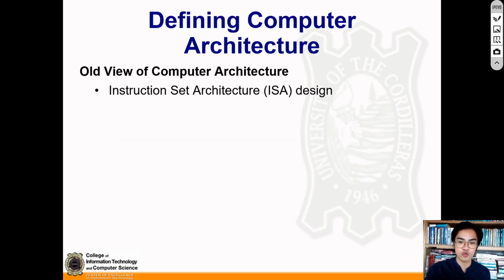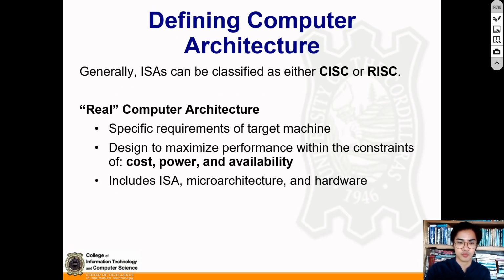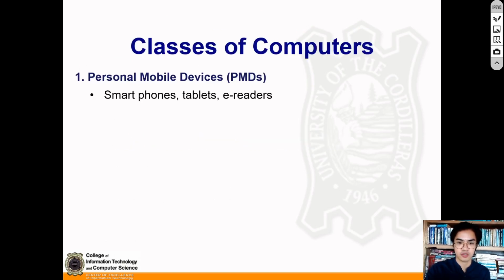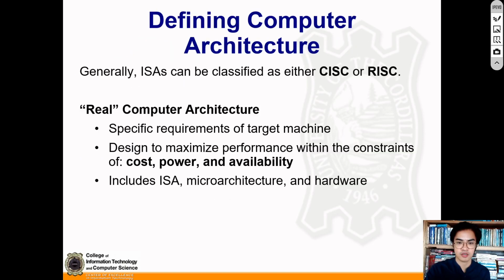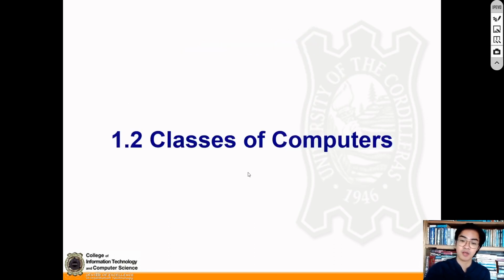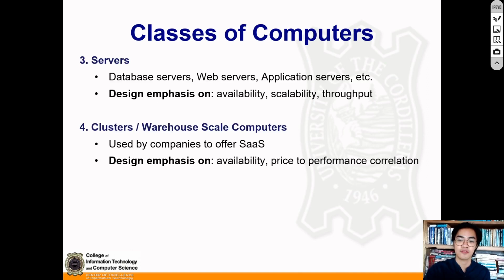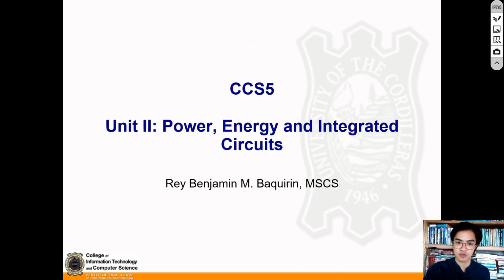So as you can see, all of these different classes of computers are now more relatable to the new view of computer architecture, which is this one. Aside from the old view, instruction set architecture, and microarchitecture and hardware, we also consider cost, power, and availability. And based on that, we can now go to Unit 2, which is power, energy, and integrated circuits. We'll discuss this in a bit.